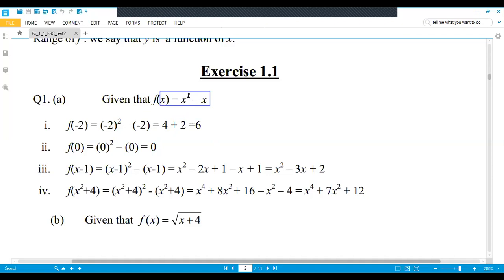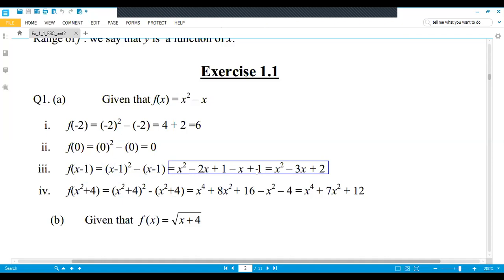When in place of x square we put x minus 1, we get x minus 1 whole square minus, and in place of x, x minus 1. Now you know that x minus 1 whole square is the formula a minus b whole square, which is equal to a square minus 2ab plus b square. With the same formula, if we open it, the first term squared is x square, minus 2 into x into 1, so minus 2x, and then 1 square is 1. Open this bracket: minus sign x, and minus into minus plus 1.